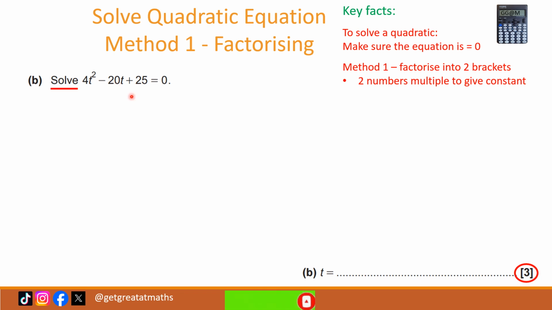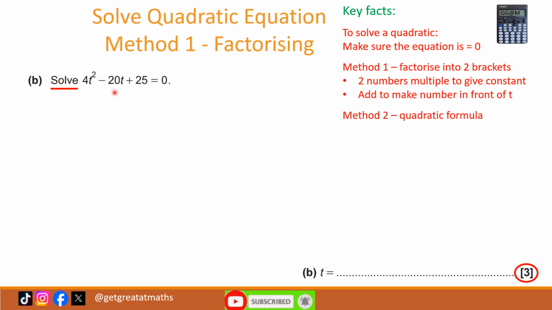Now, to be able to factorise into 2 brackets, the first thing we need to think of are 2 numbers that multiply to give 25, and then they're going to add to give minus 20. So they multiply to give the constant, which in this case is 25, and then they're going to add to make the coefficient of the t, in this case negative 20.